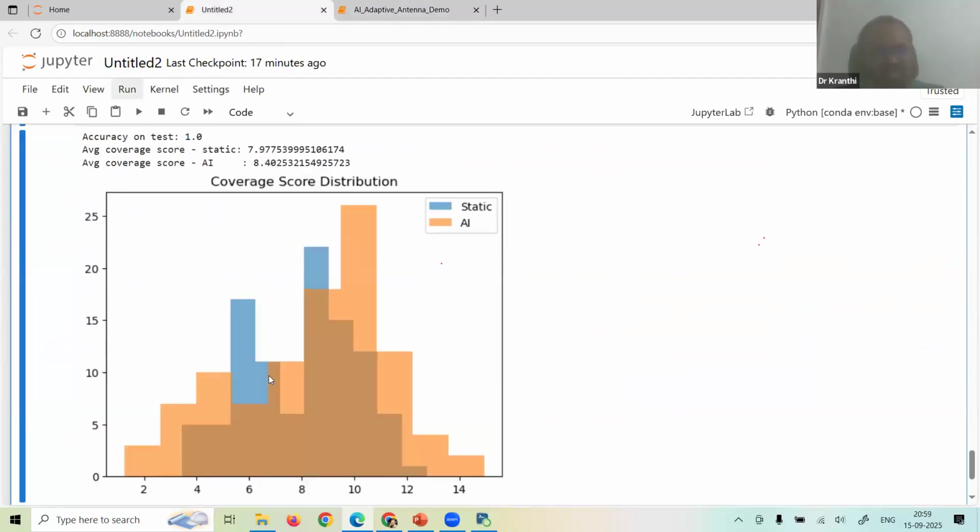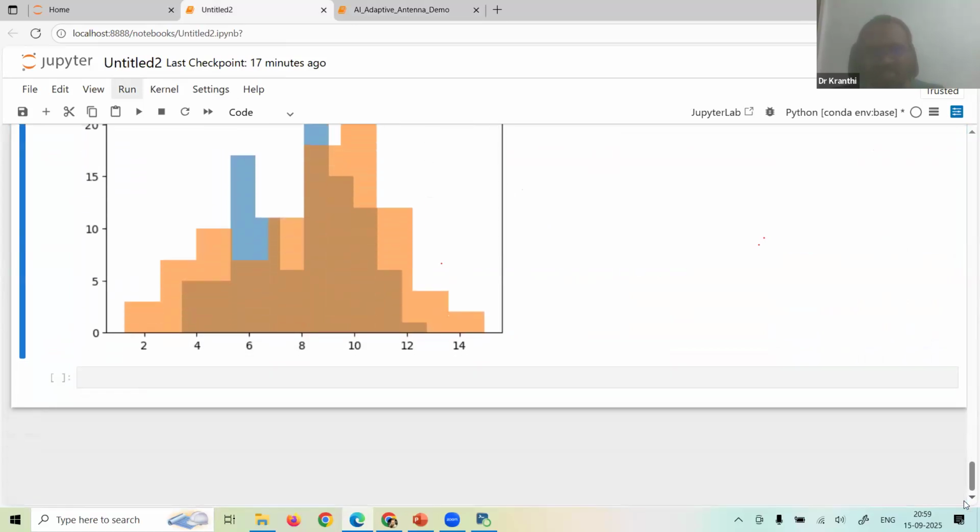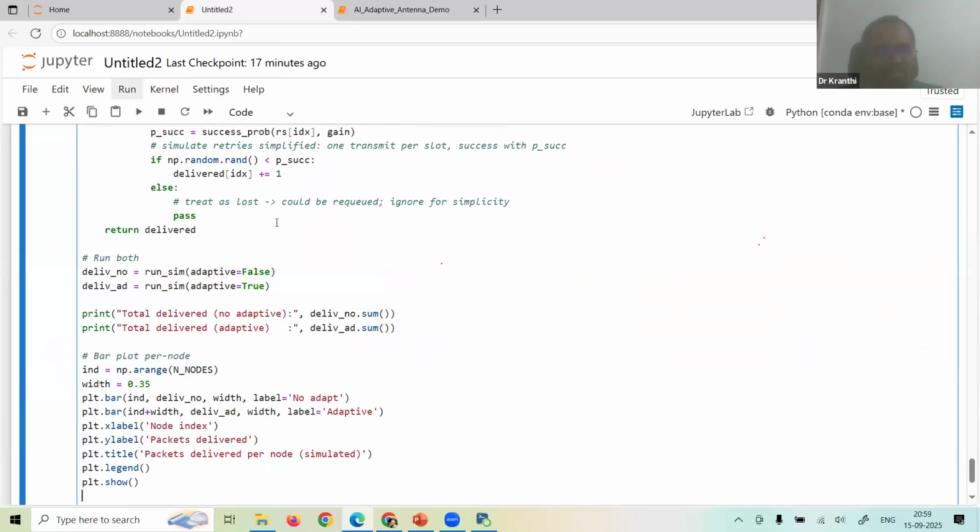Here I'm talking about demonstration 3. As of now, we looked into beam directions and static and AI distribution levels with respect to score. In this demo 3, the main purpose of the simulation is to compare two network scenarios: without adaptive beamforming, a traditional omnidirectional antenna, and with adaptive beamforming, that is, when AI comes into the picture, an AI-driven smart antenna that points to active nodes.